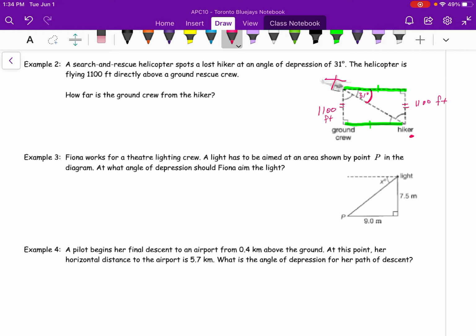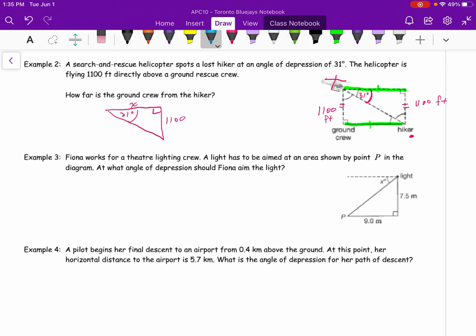So I'm just going to take a look at this. I could look at it like this. And I would like to find x. So that is the triangle that I'm going to set up. And I know that you're able to do this.